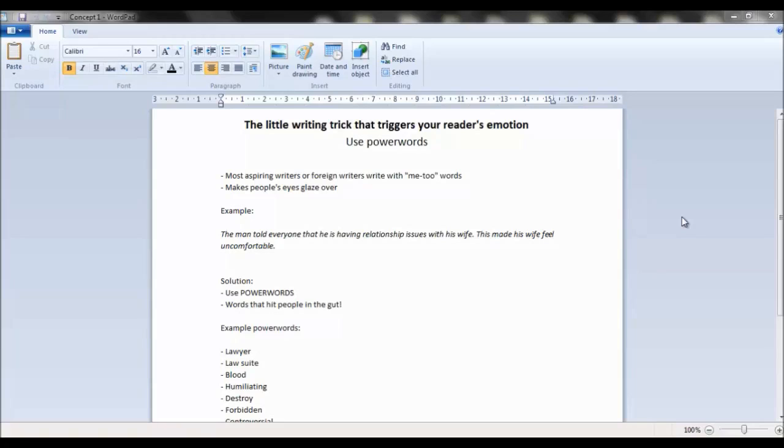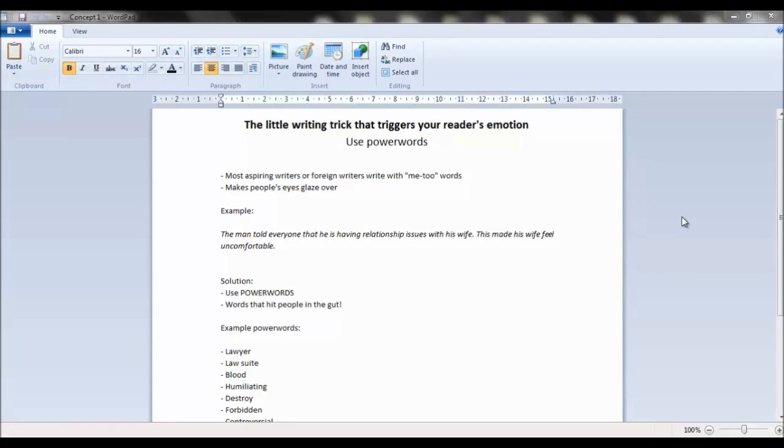Okay, so the first concept here is the little writing trick that triggers your reader's emotion. So this is about using power words. So what's the problem here? Most aspiring writers or foreign writers, I see a lot of these on Elance and Odesk.com, write me-too words. What do I mean by that? I'm going to show you in a second. And it makes people's eyes just glaze over when they start reading stuff like that.